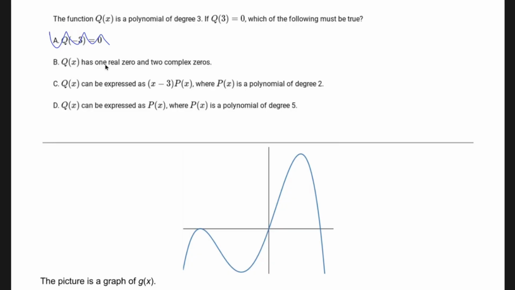Q of x has 1 real 0 and 2 complex zeros. That's possible, but it doesn't have to be true. Q of x can be expressed as x minus 3 times p of x, where p of x is a polynomial of degree 2. So that's true.